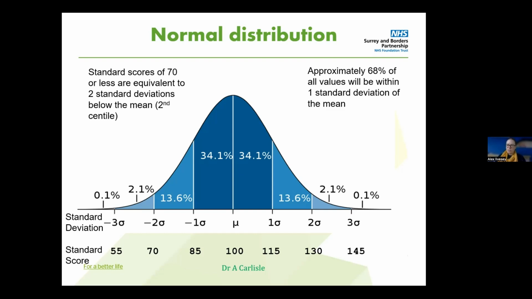So for an IQ assessment, for example, the WISC and the WAIS, we know they've been tested on hundreds of thousands of people, so they can get a really good approximation of what an average score would look like.